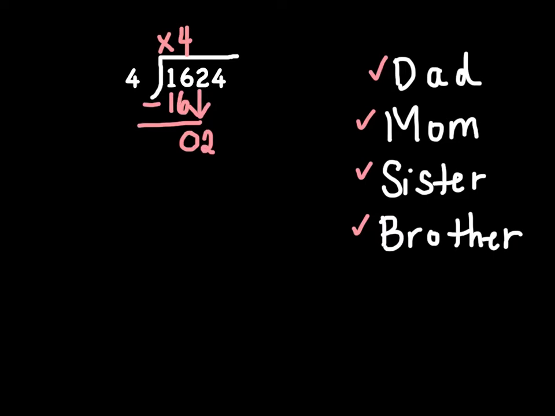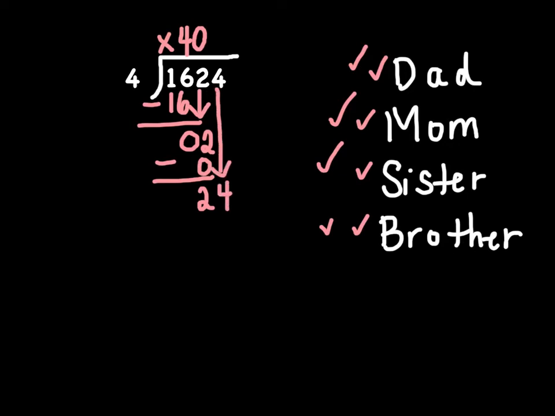Now back up to the top with division. How many times does 4 go into 2? Well, 4 does not go into 2. So up top, we have to put a 0. Then we're going to go ahead and multiply. 0 times 4 is 0. We subtract. And then bring down the next number.